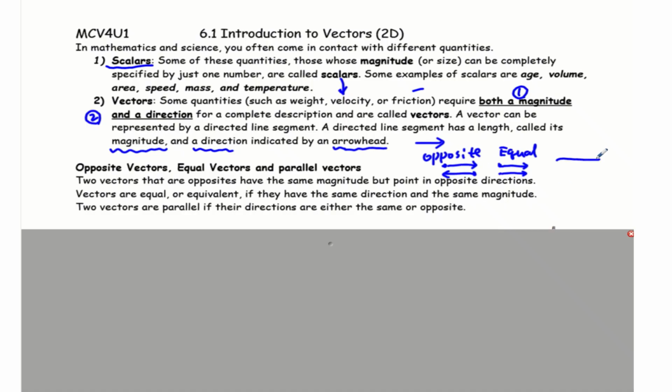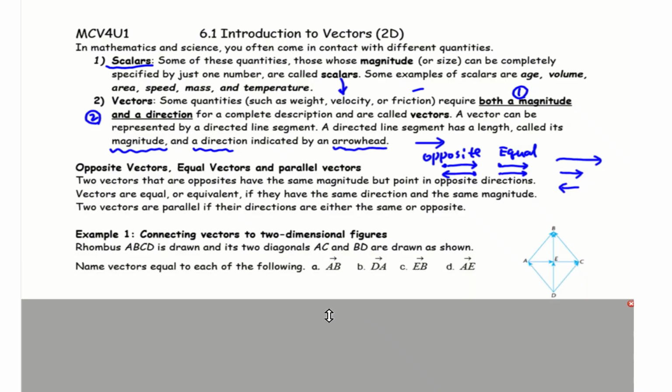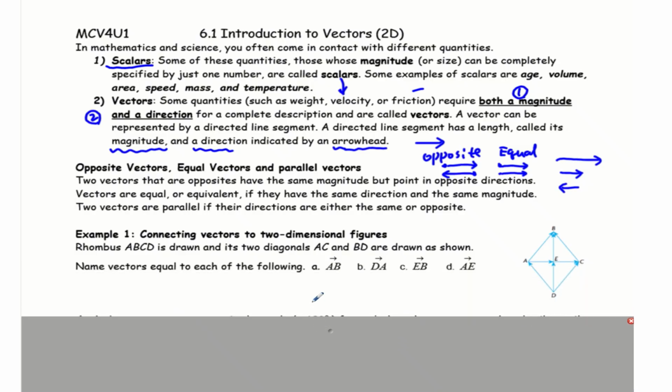Parallel vectors are just parallel, and you could also have the opposite direction. As long as they are parallel, we call them parallel vectors. So now we are going to practice.